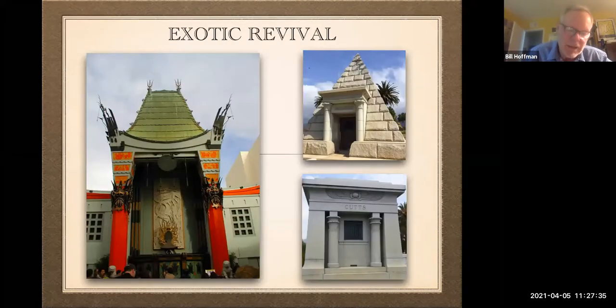Also, the building on the left is the Chinese Theater in Hollywood, the most famous theater. This could be called Asian Revival. On the bottom, on the right-hand side, we have Egyptian Revival. With the discovery of King Tut's tomb, people wanted to be buried in an Egyptian sarcophagus. The thick columns of the Egyptians were copied here in many of the cemeteries in Los Angeles and Hollywood.